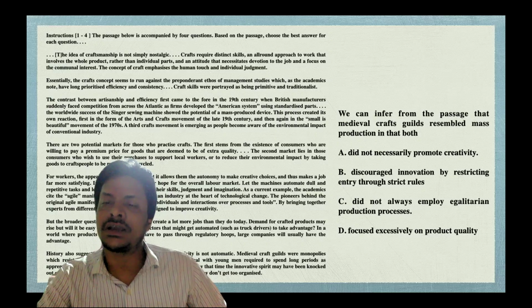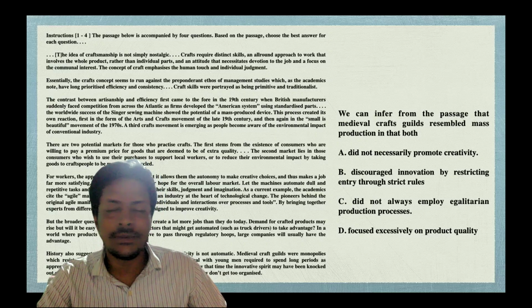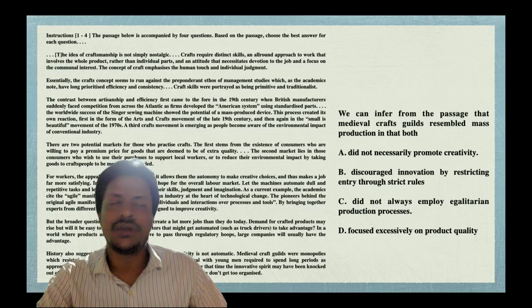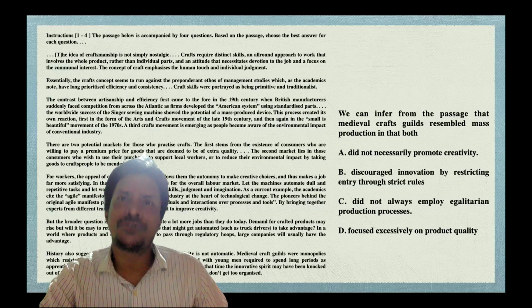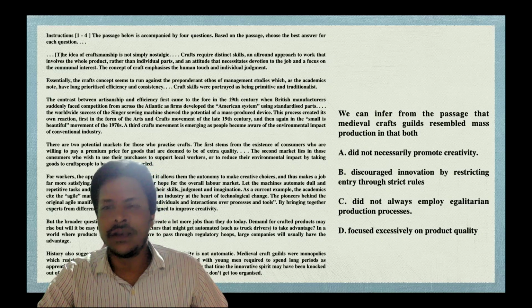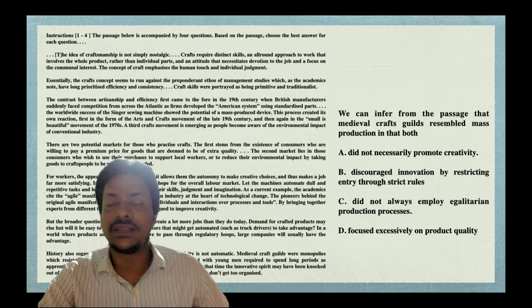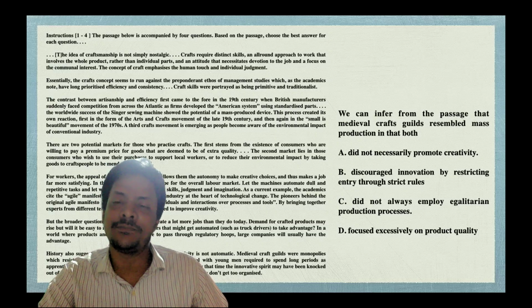As a current example, the academic mentions here the Agile Manifesto. What do you mean by the Agile Manifesto? It is a statement of beliefs in the software sector, an industry at the heart of technological change. The pioneers, the early leaders behind the original Agile Manifesto, promised to prioritize individuals and interaction over process and tools by bringing together experts from different teams. Agile working is designed to improve creativity.